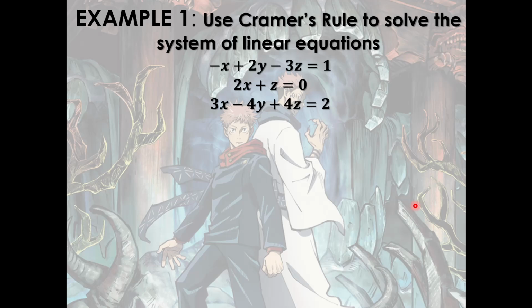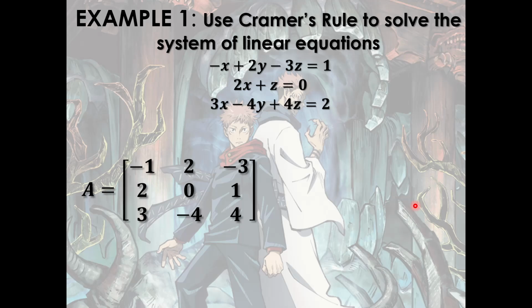Okay, let's use Cramer's rule to solve the system of linear equations. Firstly, you need to write it in coefficient matrix form. So you write the coefficients of x, y, and z there. Then you write the constants, the right hand side, in a separate matrix. And then we have to find the determinant of A. So this is matrix A, the original matrix.